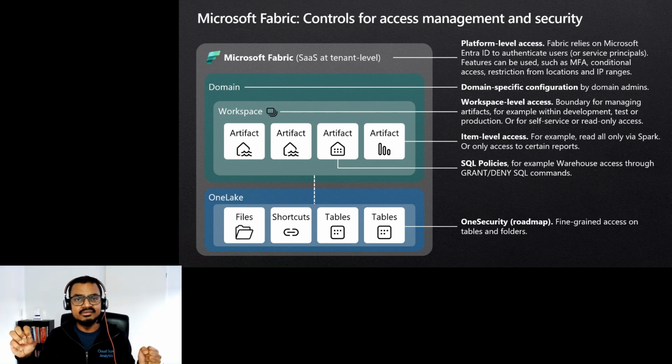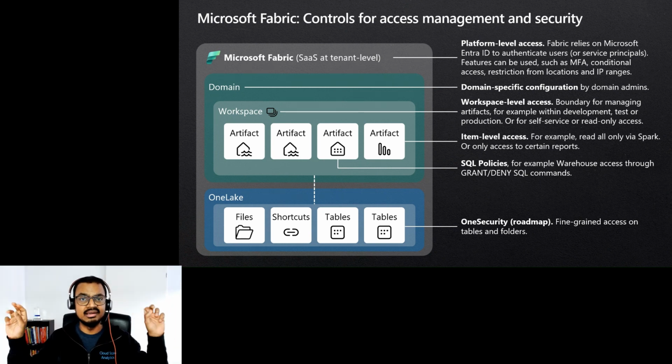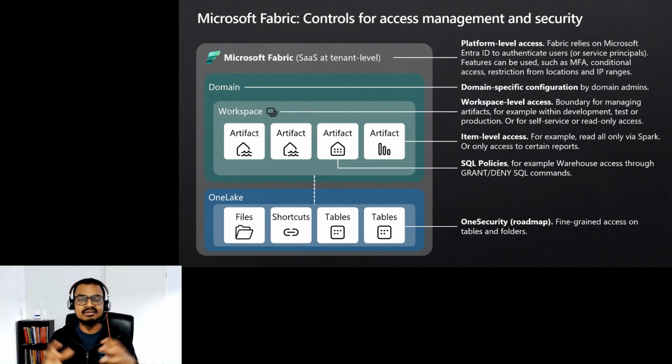Fabric tenant is something which belongs to the whole organization in this case. In our example, we have our fictitious airline company. So the airline company has its own Fabric tenant. Under the Fabric tenant, you have multiple modules, which we will talk about, like domains, right?